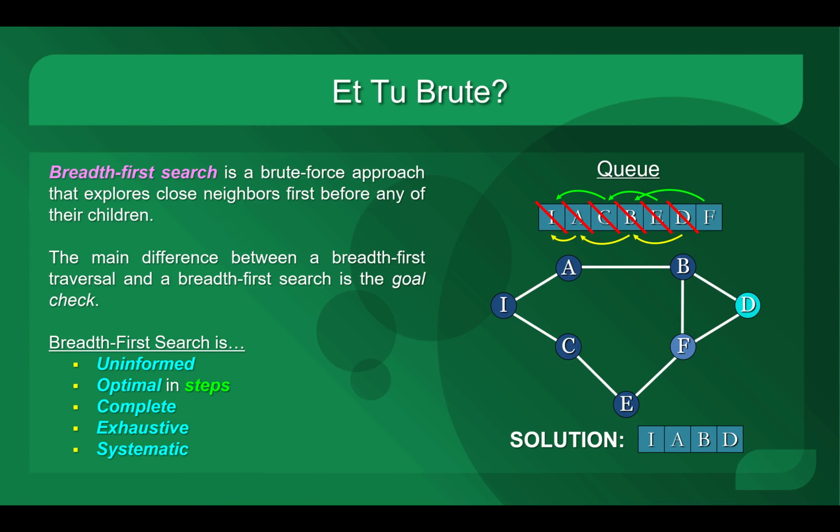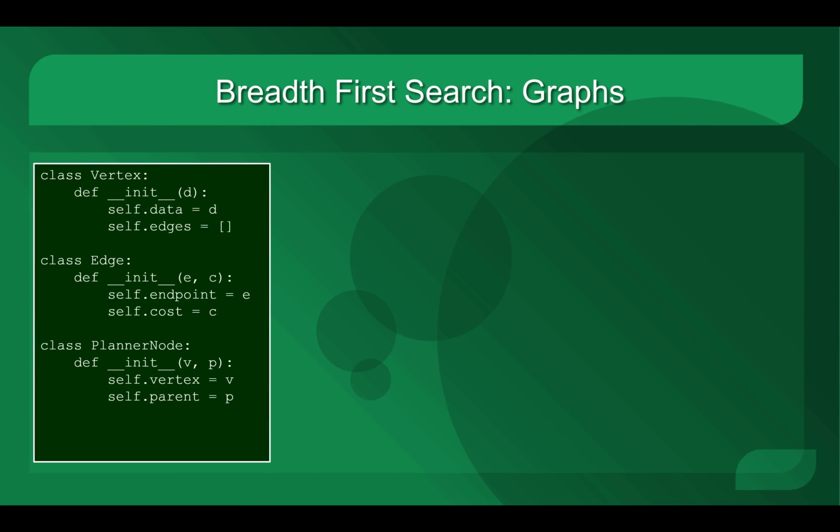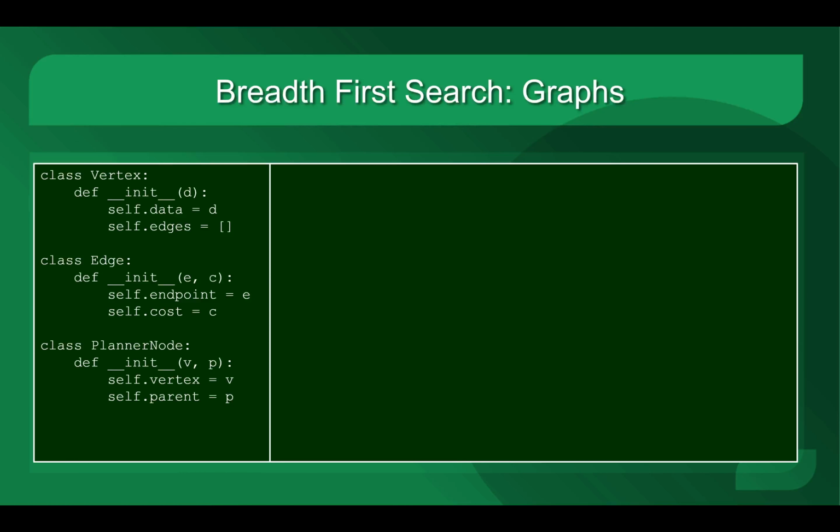So that's breadth-first search from a conceptual point of view. But how would we actually put it together in code? Well, let's take a look at an example. This example is written in Python-style pseudocode. We'll assume that we have the starting and goal points coming into the algorithm so that we know where we're starting and where we want to go.